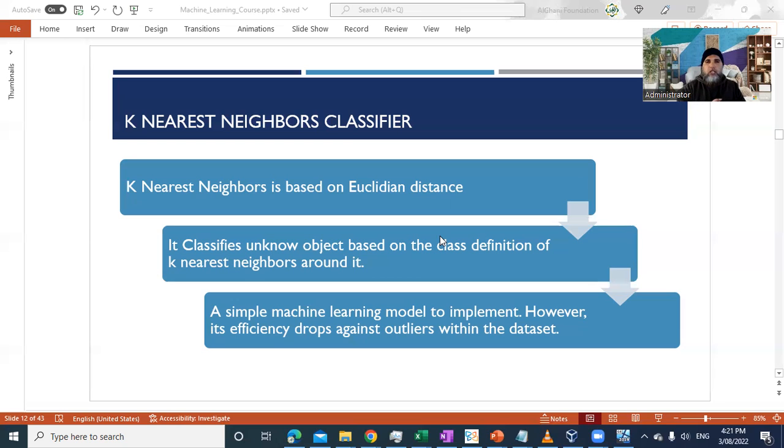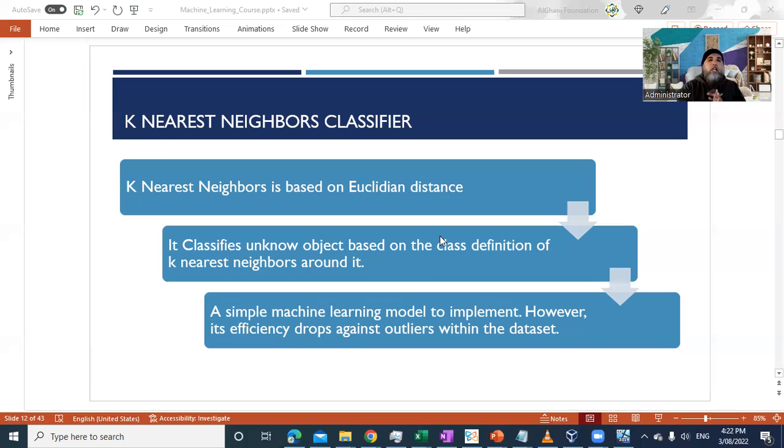So how the algorithm works: it looks at the nearest neighbor based on the distance from the point. For example, we have an unknown object and we want to classify that object. We check the distance of that point to the surrounding neighbors, and we just pick the nearest neighbors. How many neighbors you pick defines the k. That's why it's called k nearest neighbor.